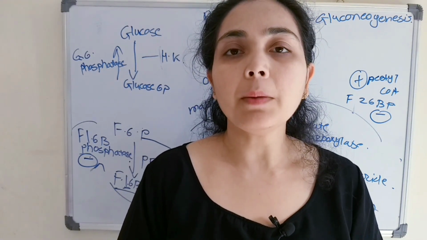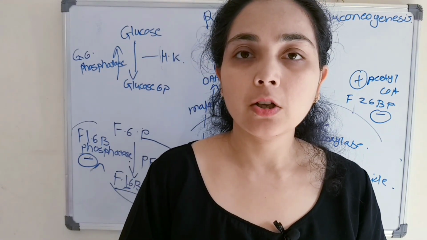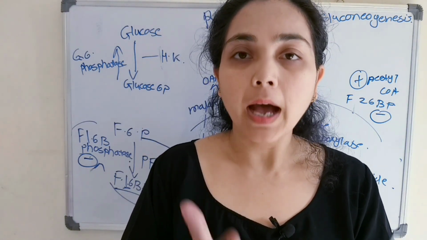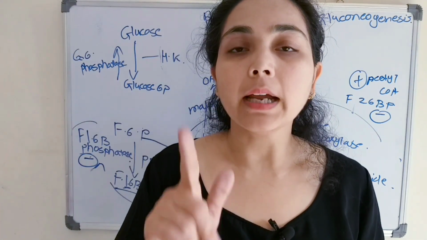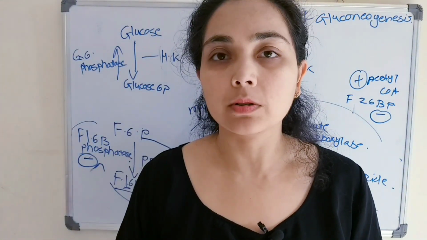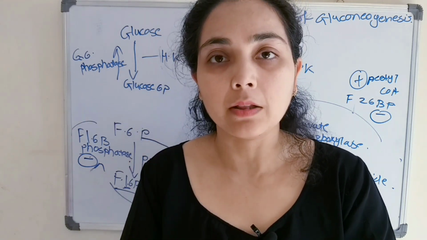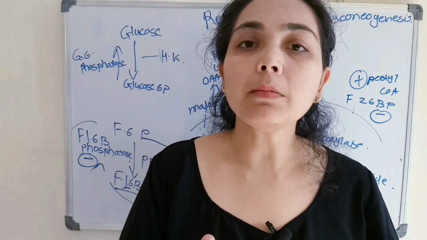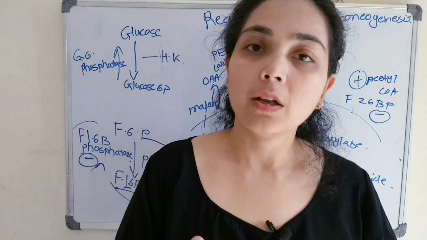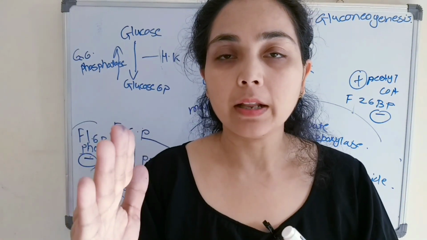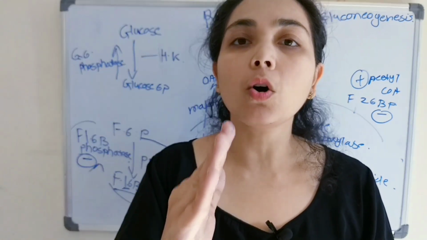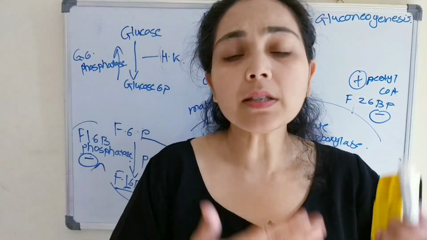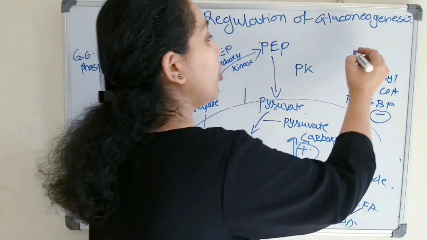If you have heard the names glucagon and insulin: when the glucose concentration in the blood is high, insulin will be there, and that will give the signal for breakdown of glucose, because glucose concentration is high in the body. And when the glucose concentration is low, glucagon comes. Glucagon means glucose gone. So the presence of glucagon will enhance the process of synthesis, and that synthesis is gluconeogenesis.